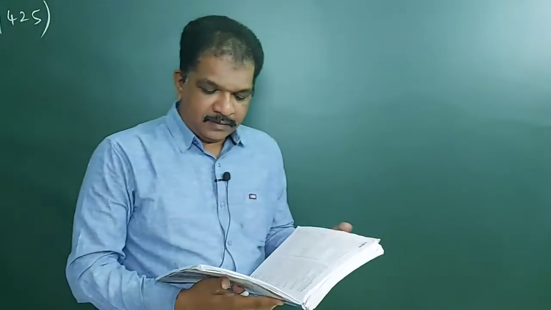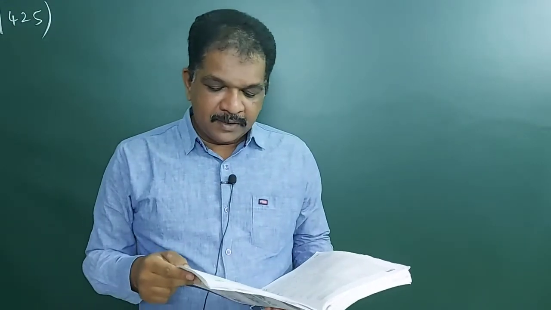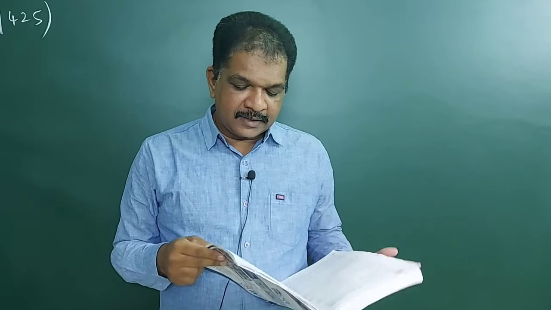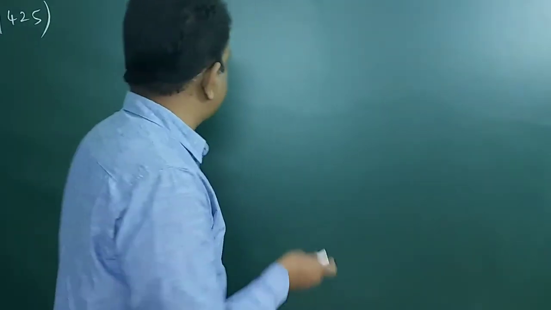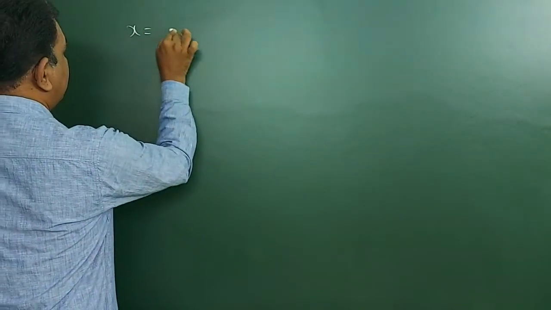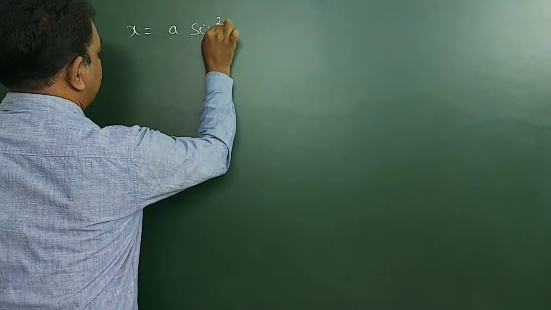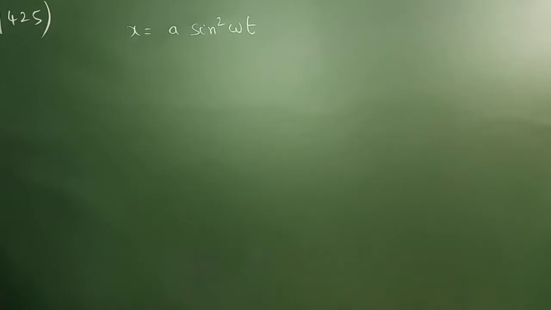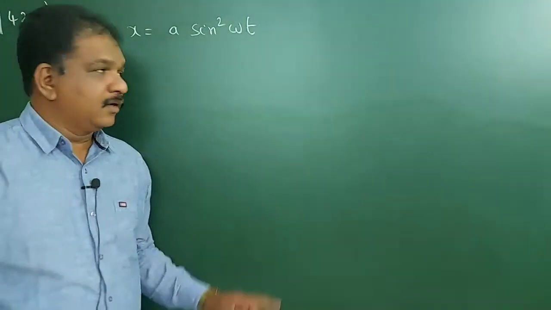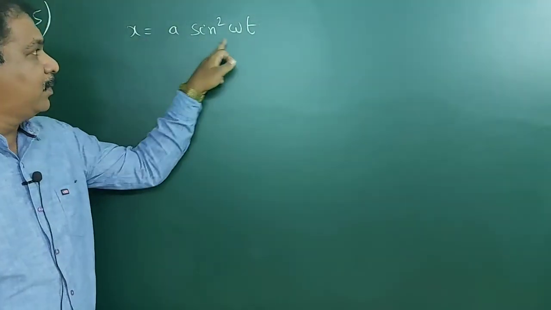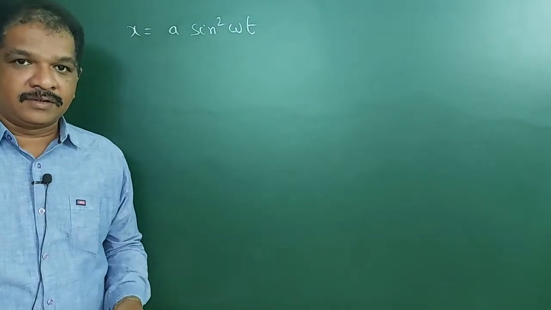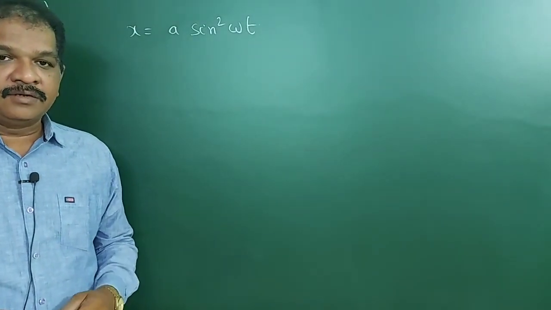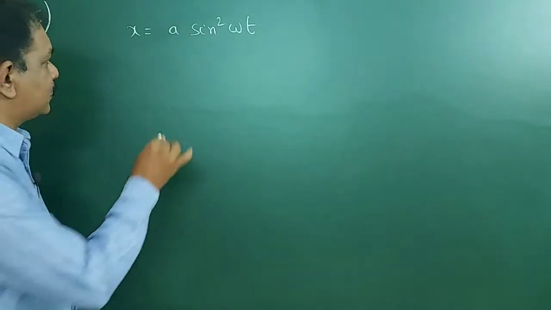What they are asking: the displacement of a particle along the x-axis is given by x is equal to a sin square omega t. Then whether it is in SHM or not, that displacement of a particle is given by this equation. Whether it is in SHM or not, you find, that is the question.